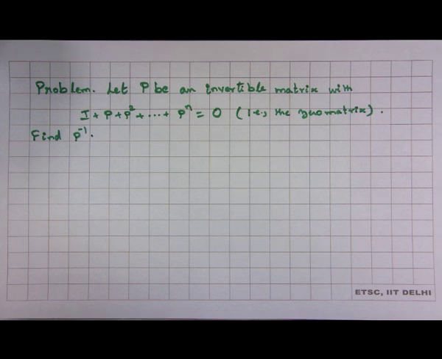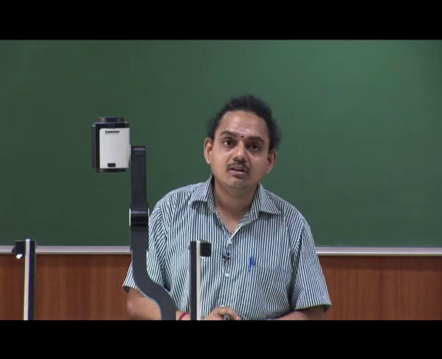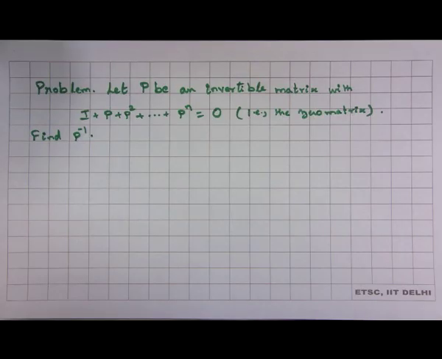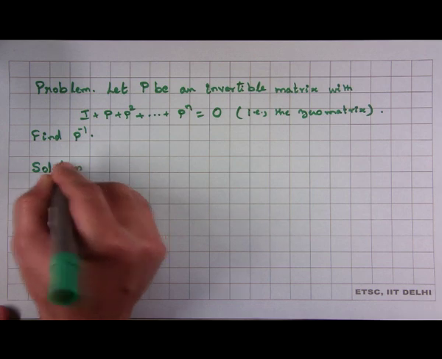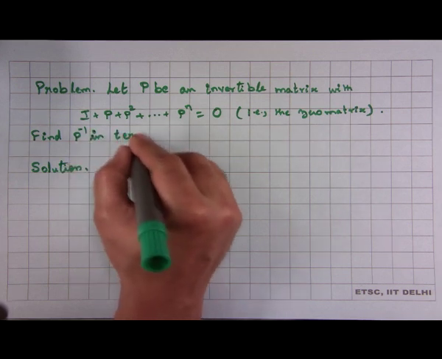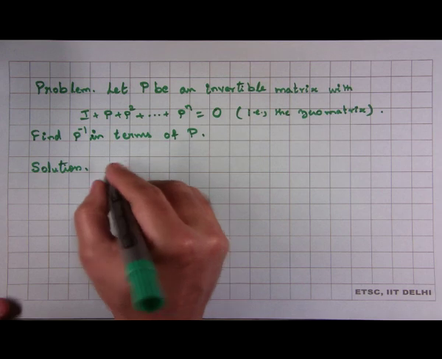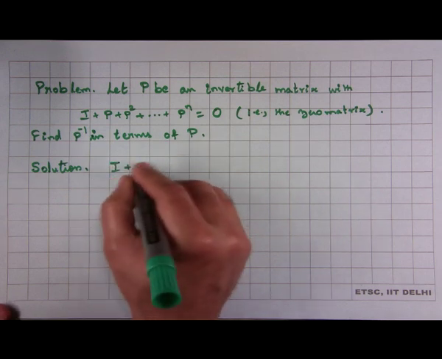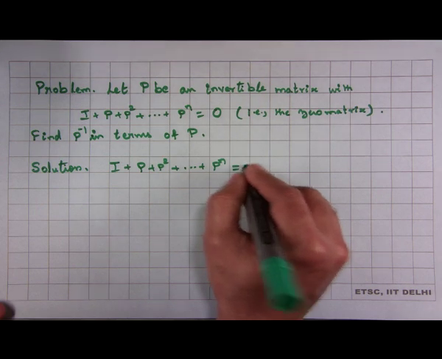What you are given, the data that is given to you is that P is an invertible matrix and it also satisfies the following, that is when you add I, P, P square up to P power n, what you will end up with is a 0 matrix. Let us try to find the solution to this. In fact, I should say find P inverse in terms of P. So what is given is that I plus P plus P square up to P power n is 0.